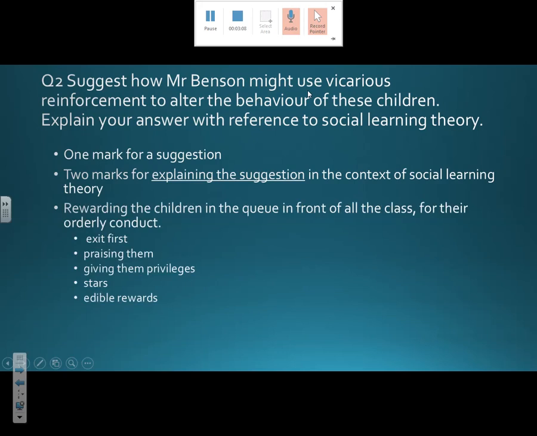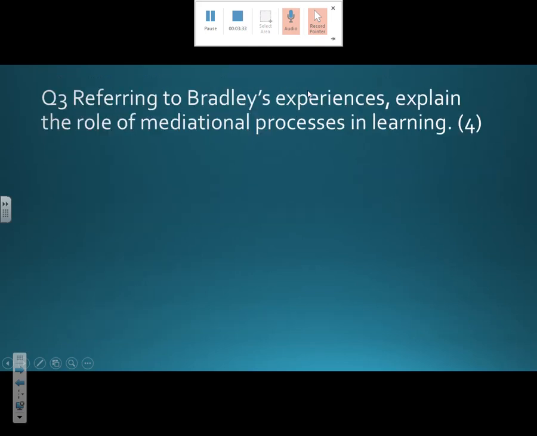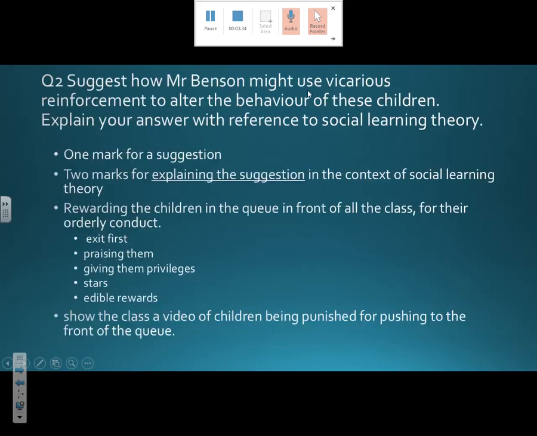So the examples could be rewarding the child at the front in the queue in front of all the class for their orderly conduct by letting them exit first, praising them, giving privileges, giving them stars, giving them edible rewards, anything that you might suggest. The other one could be through negative vicarious reinforcement. So show the class vicarious punishment. Show the class a video of children being punished for pushing to the front of the queue.